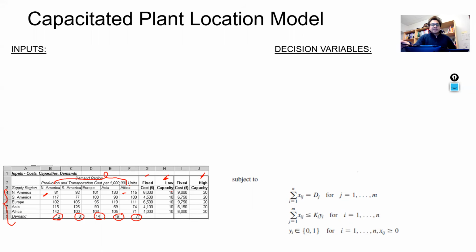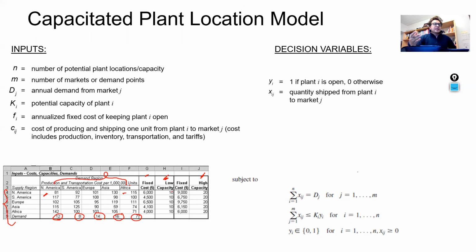So for a problem like this, normally our input variables are going to be the number of potential locations and capacity. In this case, we have 5 potential locations, but here we have high and low, so we can actually consider 10 total plant locations, because we can have up to 10 options. Then for demand points, we have 5 fixed demand points. And the annual market demand, we have these numbers here, so these are given.